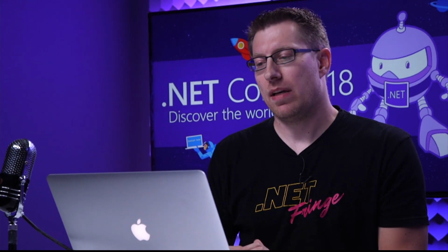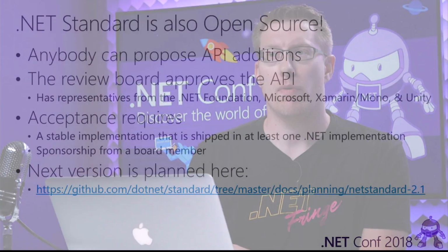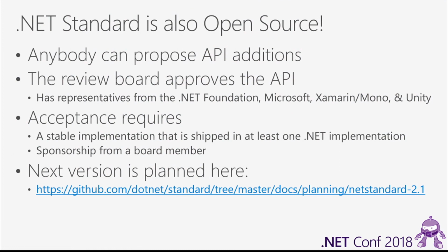So another thing that always comes up is the standard is open source. Most of you who have followed .NET for a while now know that pretty much everything we do these days is open source. And the standard is no different from that. The only thing that makes the standard slightly different is that we also have a review board. And the review board has representatives from all the .NET platform owners, as well as from the community, which is represented by the .NET Foundation. And anybody can propose APIs to be added to the standard. The only thing we require is that the API already shipped somewhere in a stable form.